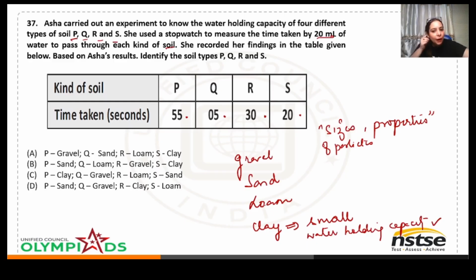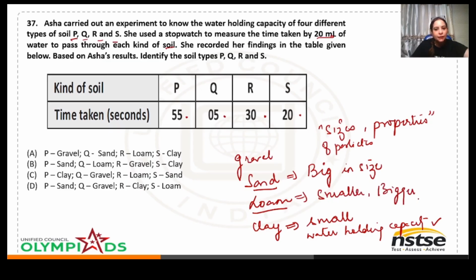And if I talk about sandy soil, it consists of particles which are quite big in size and its water holding capacity is not that good. And if I talk about loamy, it consists of smaller size particles and also bigger size particles. Again, its water holding capacity is not that good. Gravel is formed of small pebbles or stones, and yes, they have the tendency to hold water, but not that much.